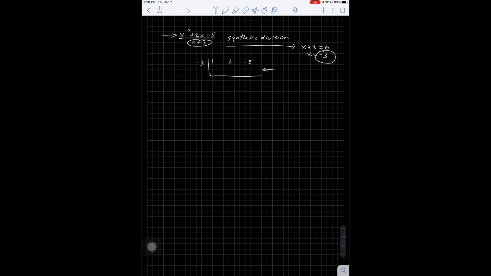All right, that's the setup. Now, the algorithm works like this. You take your first number and you drop it straight down, and you put the 1 there. I'm drawing arrows just so you can follow. You do not have to write the arrows.